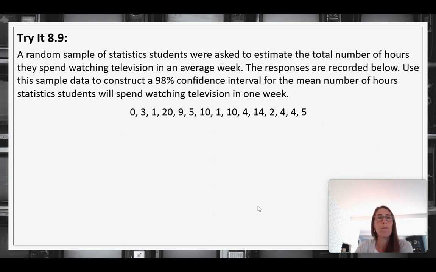Another example: a random sample of statistics students were asked to estimate the total number of hours they spend watching television in an average week. The responses are recorded below. So here are the number of hours spent watching TV in an average week. We're going to use this data to construct a 98% confidence interval for the mean number of hours statistics students will spend watching television in 1 week.